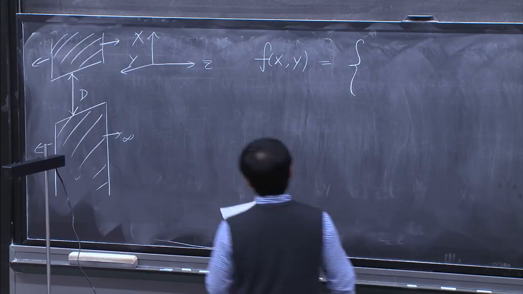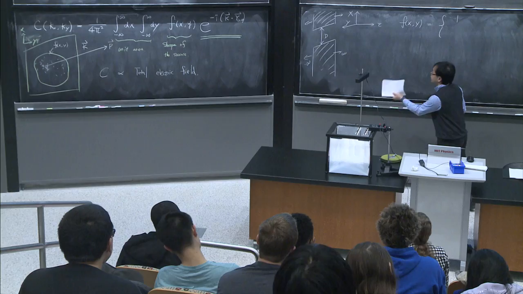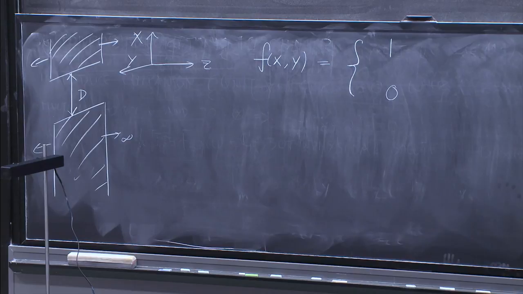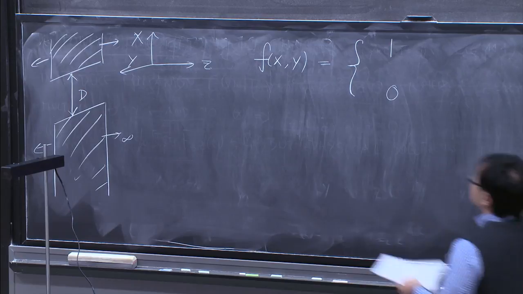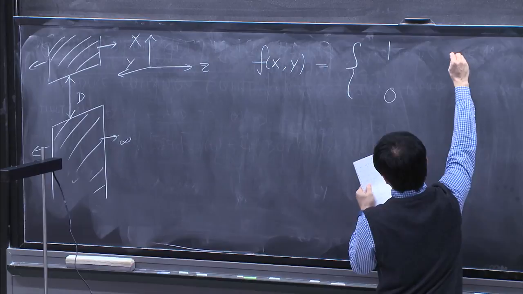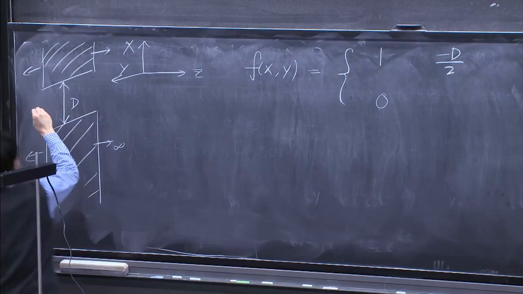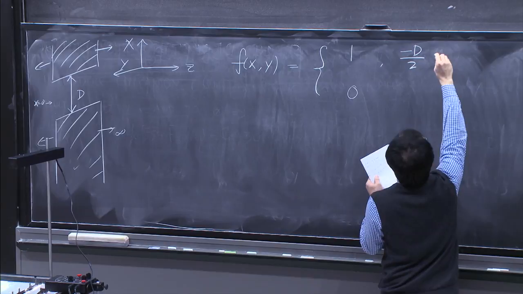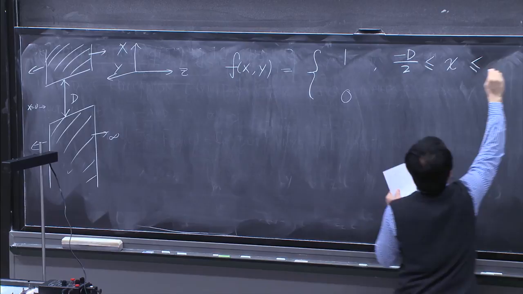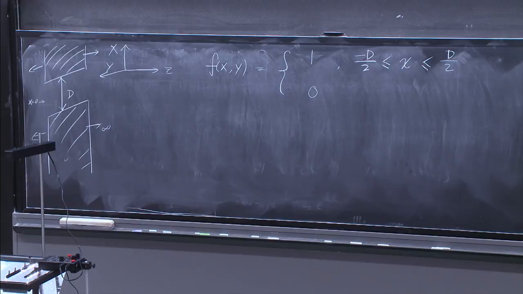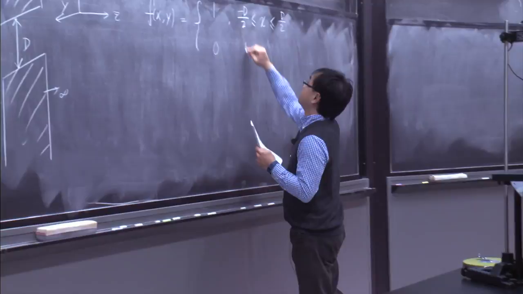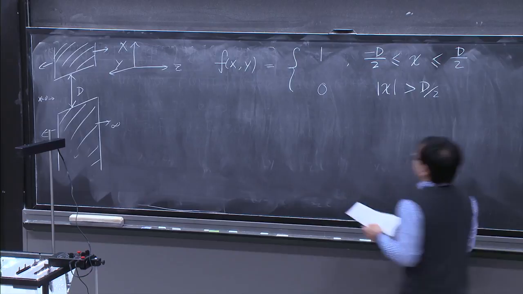So the f function can be either 1, which shows that there are point-like sources there, or 0 when I am talking about things on the wall, because there's no point-like source there, because the wall is blocking the light. So it can be either 1 or 0. When is it equal to 1? If I define x equal to 0 as the middle of the slit, then it is equal to 1 when minus d over 2 is smaller than or equal to x, smaller than or equal to d over 2, right? So that will give you a slit with width of capital D. On the other hand, if the absolute value of x is greater than d over 2, then I get 0, all right? So now you can see that is the meaning of the f function.